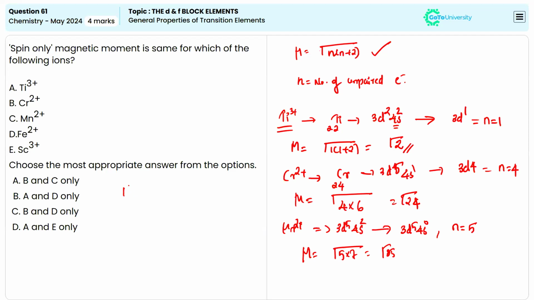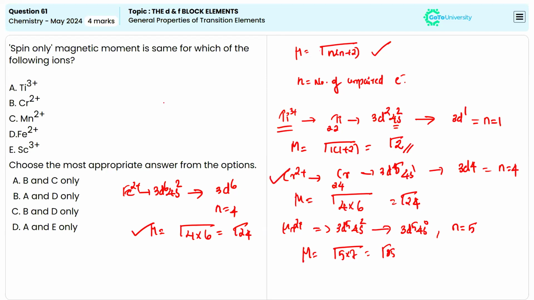Now coming to Fe2 plus. Iron is 3d6 4s2, and when converting into Fe2 plus, it becomes 3d6 only. So with 6 electrons, the first electron will be paired and there will be 4 unpaired electrons, right? So we can write mu value will be equal to square root of 4 into 6, that is square root of 24. This value is similar to that of Cr2 plus.